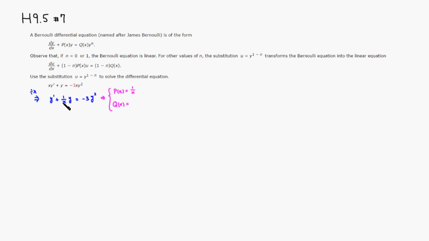is going to be, so this was p of x. Q of x is this guy right here. It's just negative 3, a constant. Then we know that n shows up right here. So in this case, n equals 2. Since they've done the work already for us, the resulting new differential equation is this.